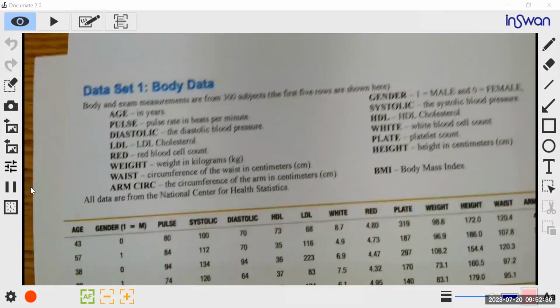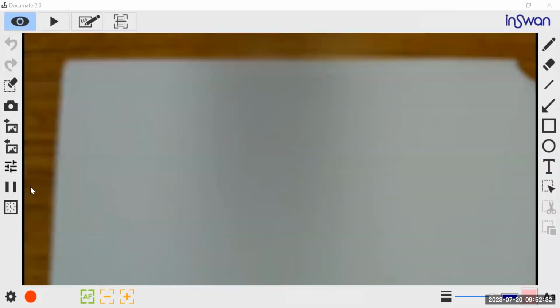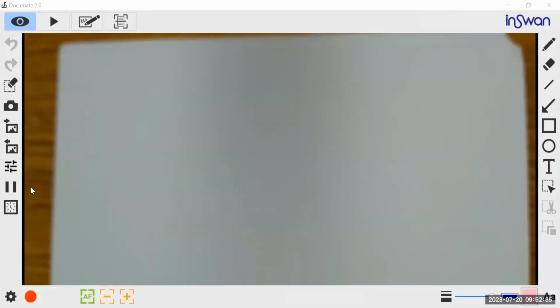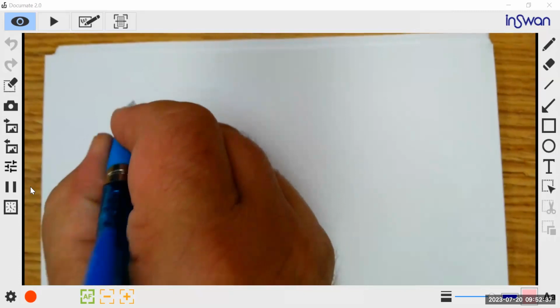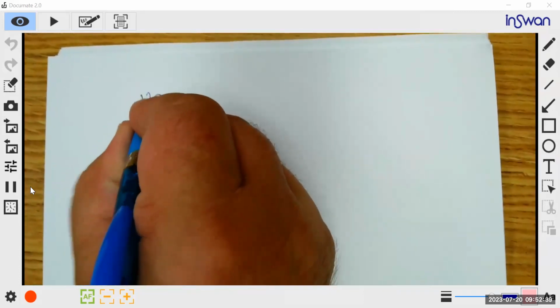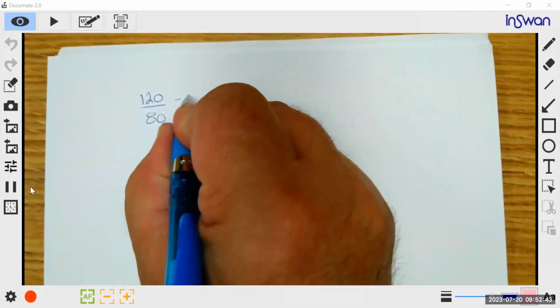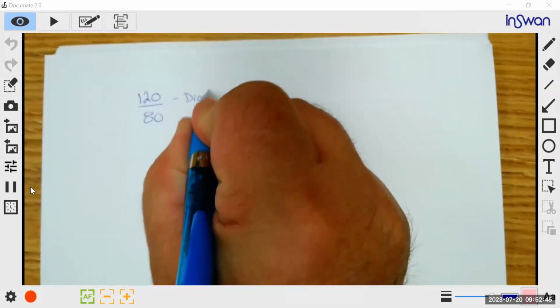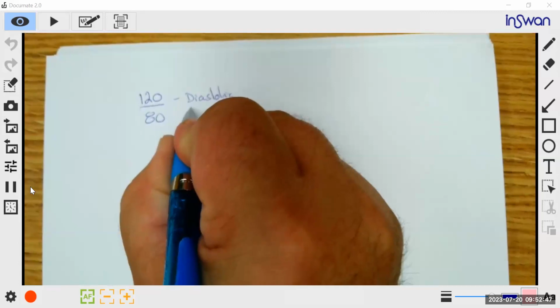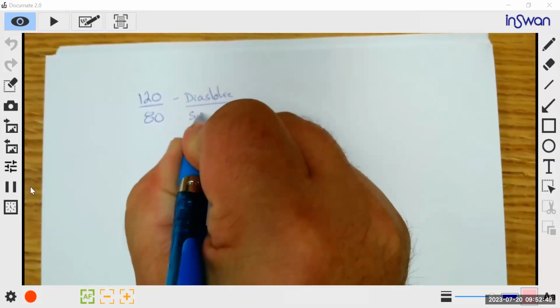You go to a doctor's office. When they take your blood pressure, what's the normal blood pressure? Right. That's the diastolic over the systolic.